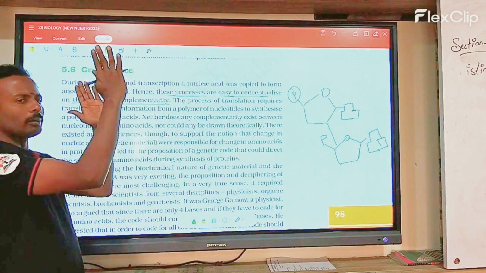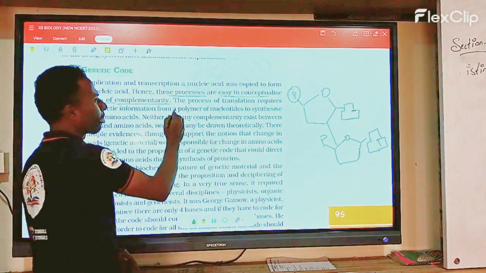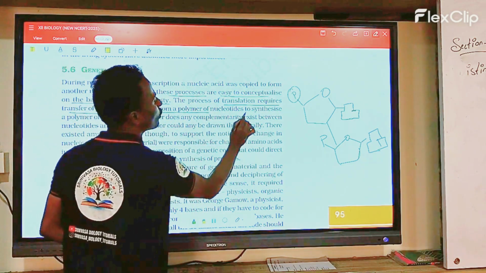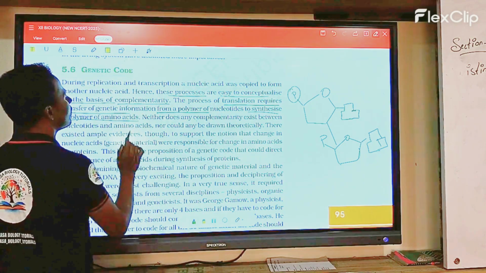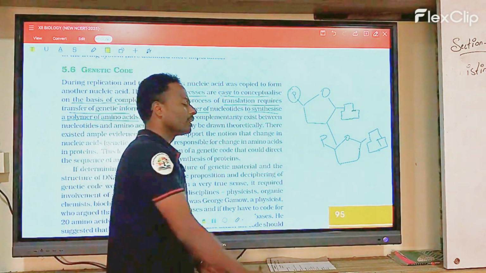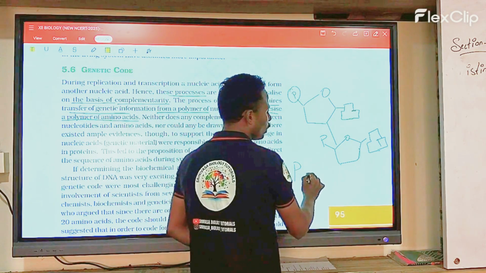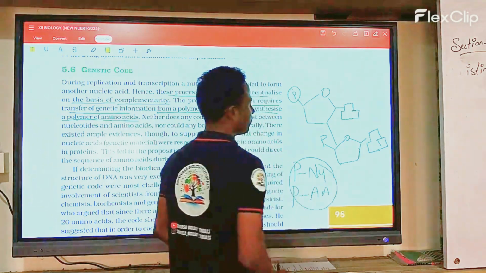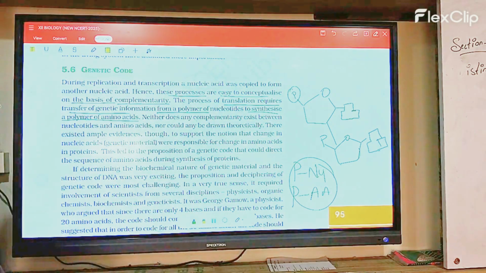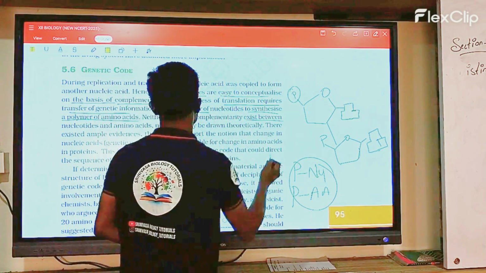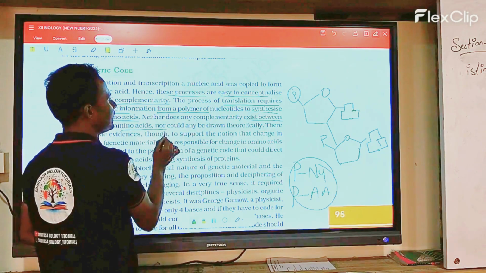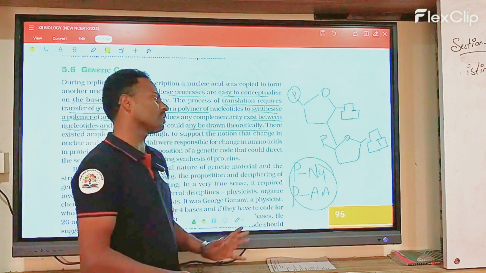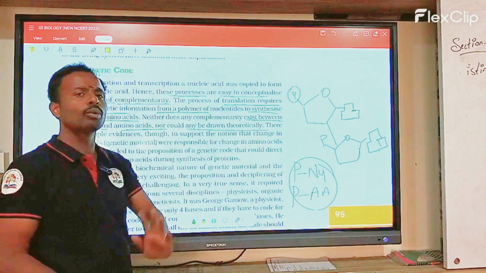This information gets copied from here to here, and the process of translation requires transfer of the genetic information from the polymer of nucleotides to the synthesis of a polymer of amino acids. So the information gets passed from a polymer of nucleotides to a polymer of what? Amino acids. And neither does any complementarity exist between the nucleotides and amino acids, so they are considered theoretically, before we observe how the genetic code takes place.